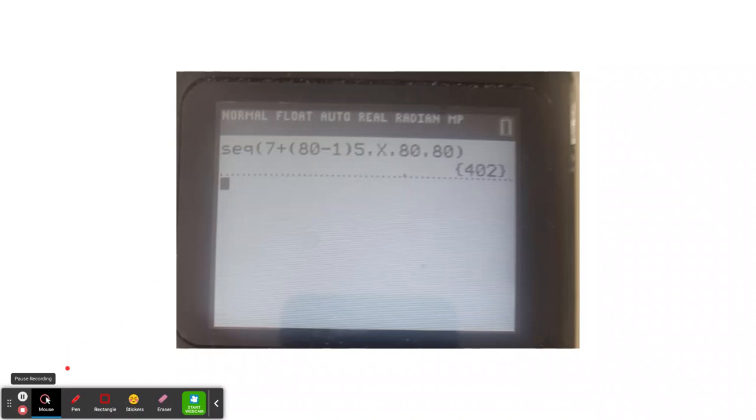And there it is, 402. So you can use this for any term. Just plug it in, any term you want. So now let's look at recursive. Let's use the calculator for that, and we'll use the formula. Get our pen ready. We'll use white.